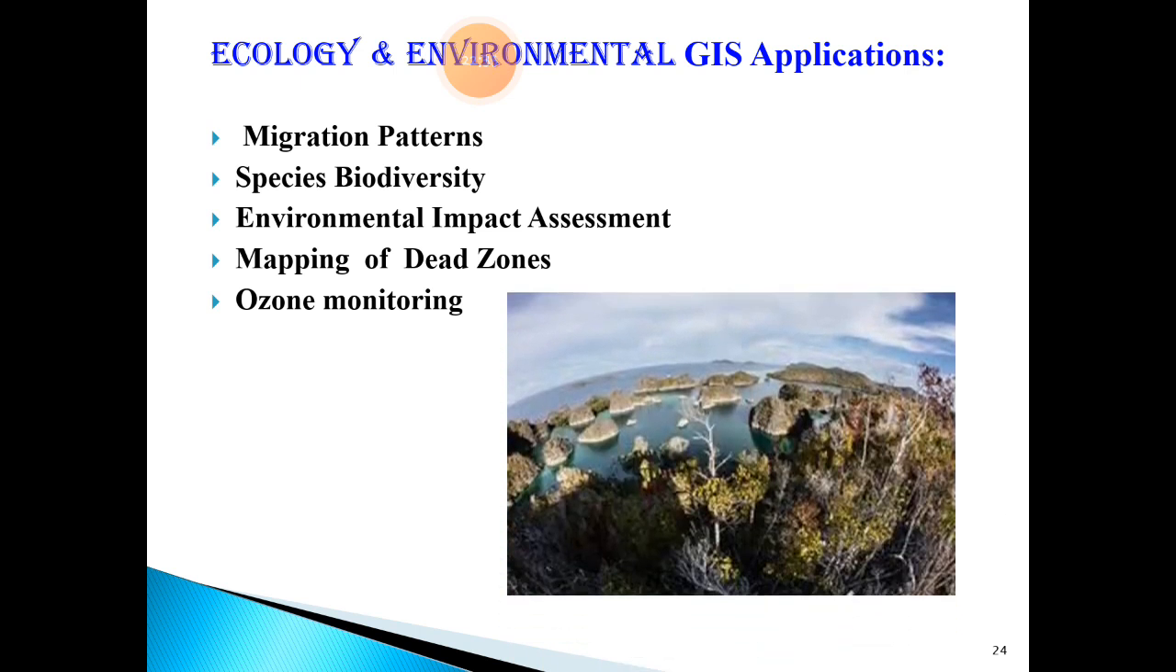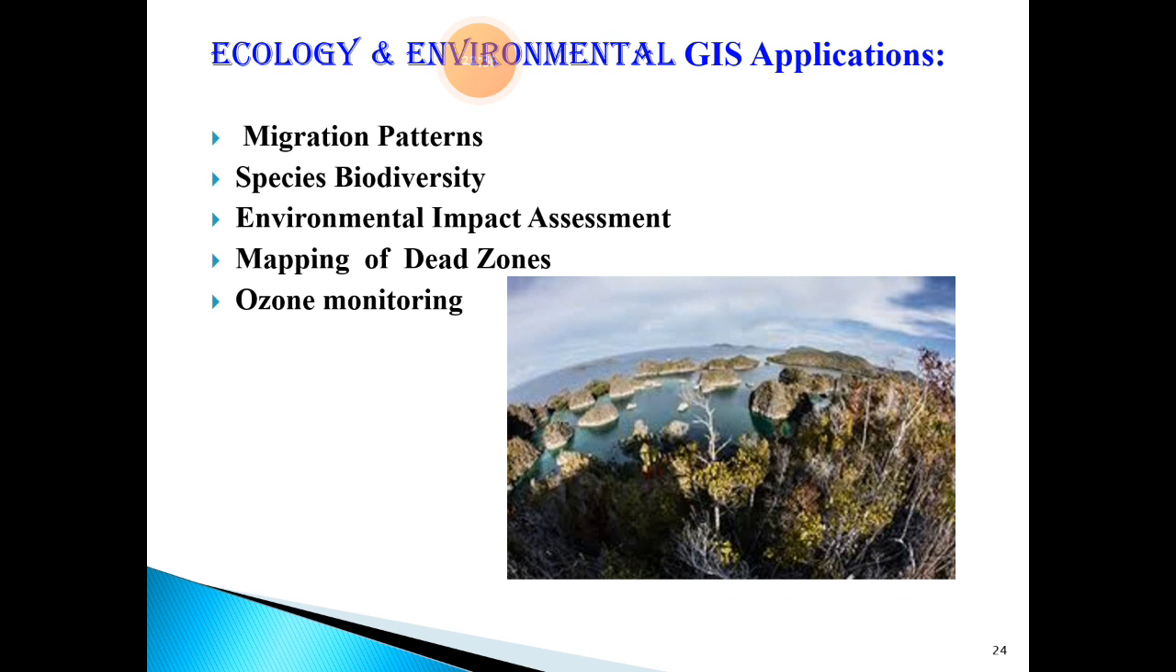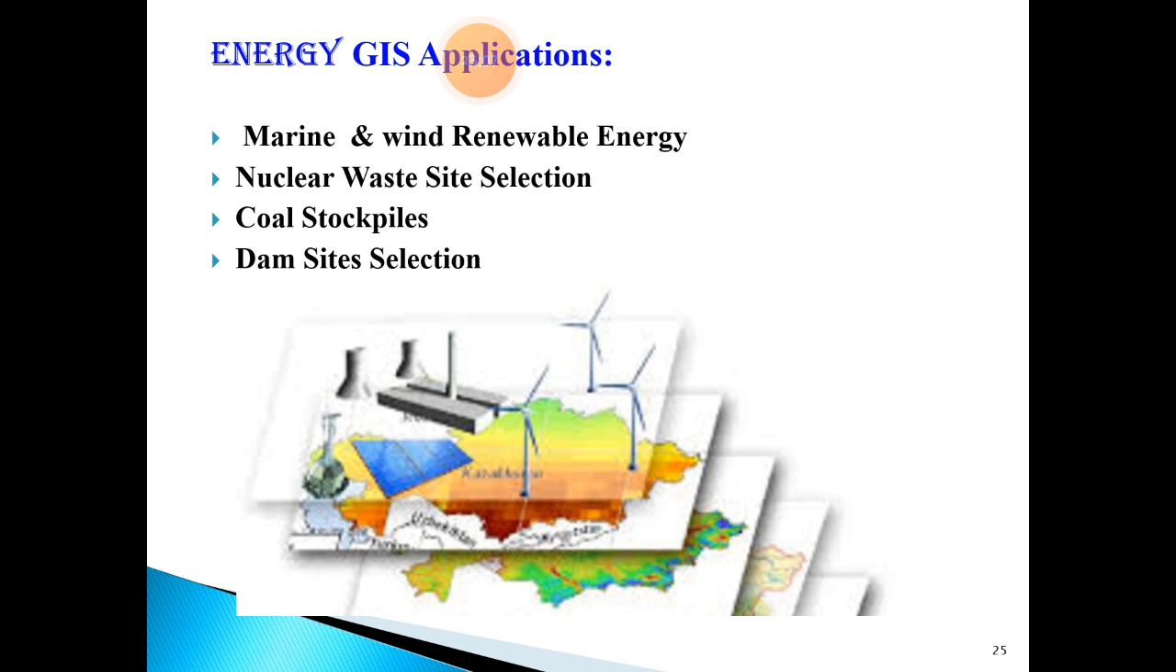Next is GIS application in the field of ecology and environment. GIS is used to study migration patterns in birds and animals, monitoring of species biodiversity against human activities, measurement of environmental damage through the environmental impact assessment, then mapping of dead zones in sea where marine life is not supported, then monitoring of ozone layer.